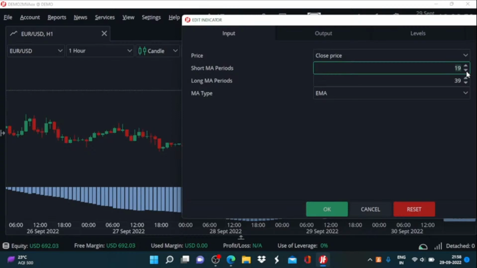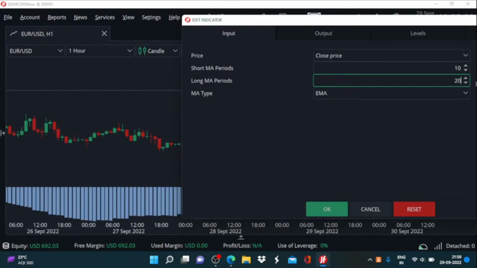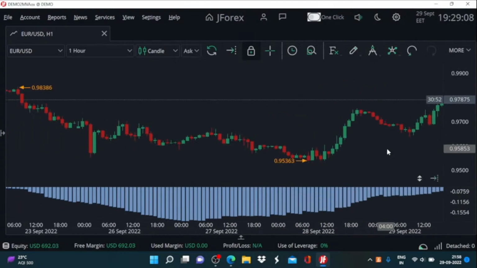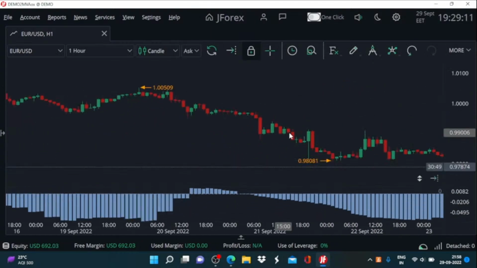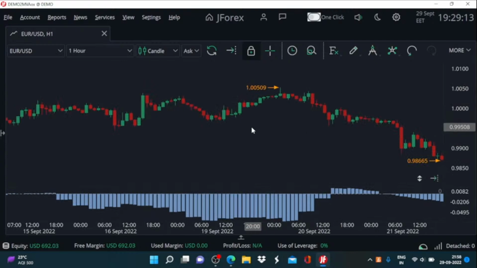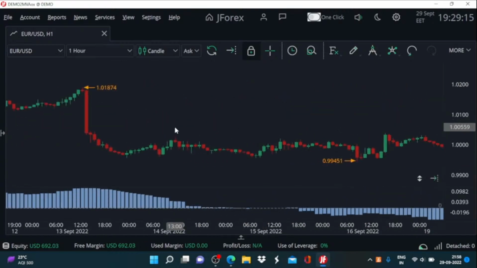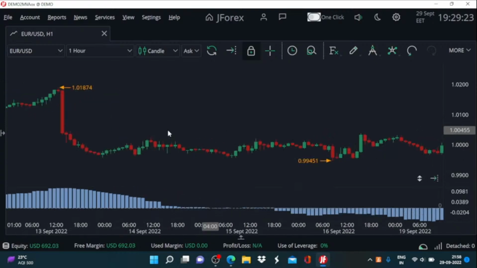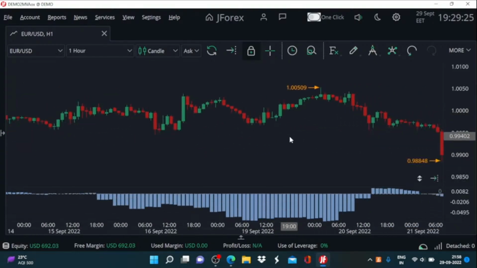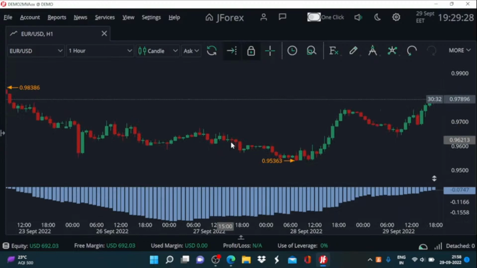The short MA period and the long MA period can also be varied if you want the indicator to become more responsive to recent price changes. Then of course you have to shorten these calculation periods, and depending on that you will have the indicator giving you different output. Now I am using 10 and 20 as the combination for the short and the long term calculation of the moving averages, and as a result of that we are observing that this output has become a lot more responsive than it was earlier.